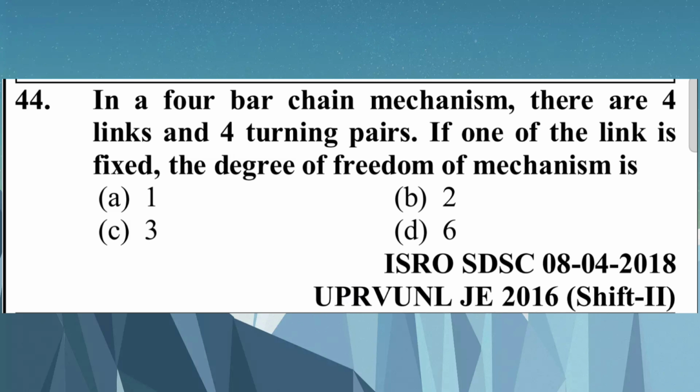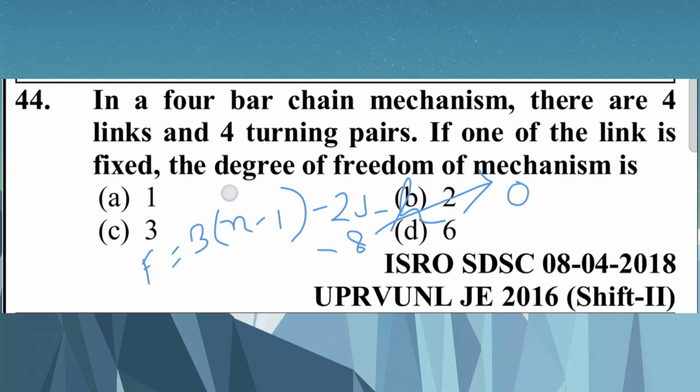We know that the degree of freedom F equal to 3 into n minus 1 minus 2j minus h. There is no higher pair, so h is 0. Number of joints is 4 for the turning pairs. Number of joints is 4, so 2 into 4 is 8, minus 8. Number of links 4, 4 minus 1 is 3, 3 into 3 is 9. 9 minus 8 equal to 1. 1 is the right answer.